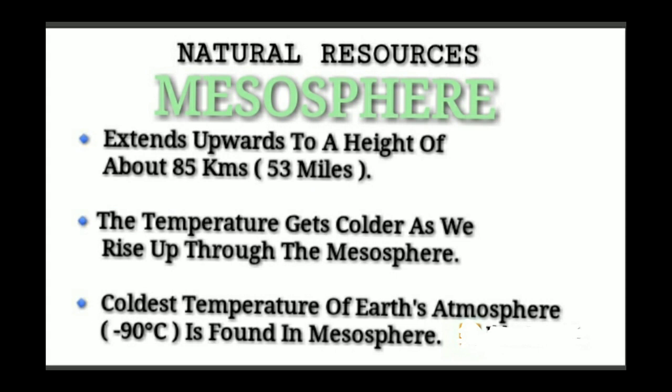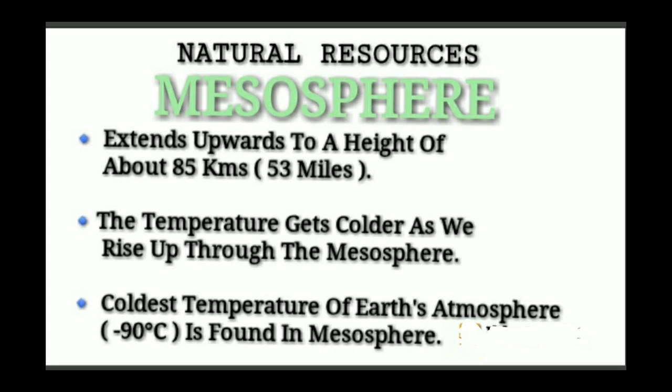Next layer of the atmosphere is the mesosphere. It's an atmospheric layer above the stratosphere. The mesosphere extends upward to a height of about 85 kilometers, which is around 53 miles above our planet.